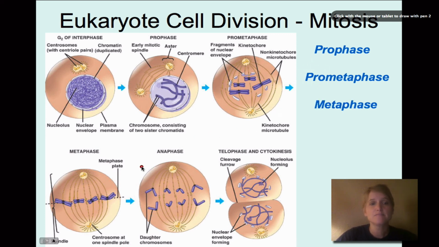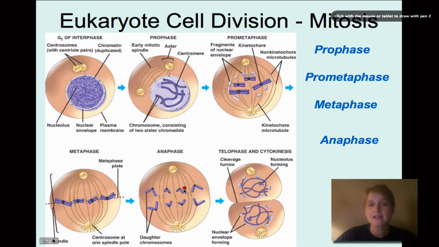The next phase is metaphase. So in metaphase, these sister chromatids, they line up on this imaginary plate in the center. That's called a metaphase plate, but it's really just an imaginary line. Sometimes it's called the equator of the cell, but it's a center line that the sister chromatids line up on. And you'll also see that there's these spindle fibers. And these spindle fibers, they're connected to the centrosome. So right there in the center, they're connected to that, and they're connected to this spindle pole out here on the edge of the cell.